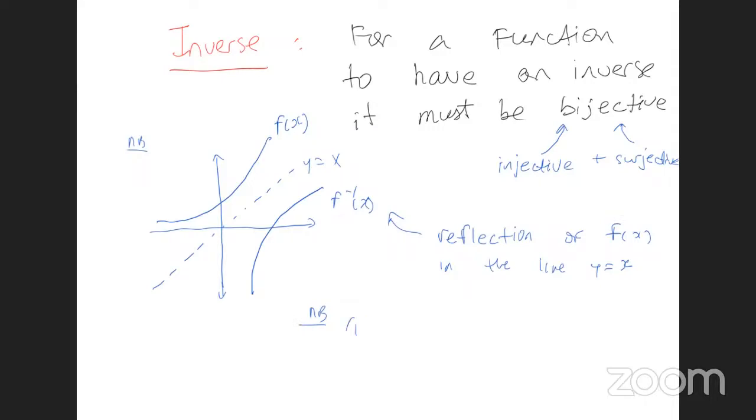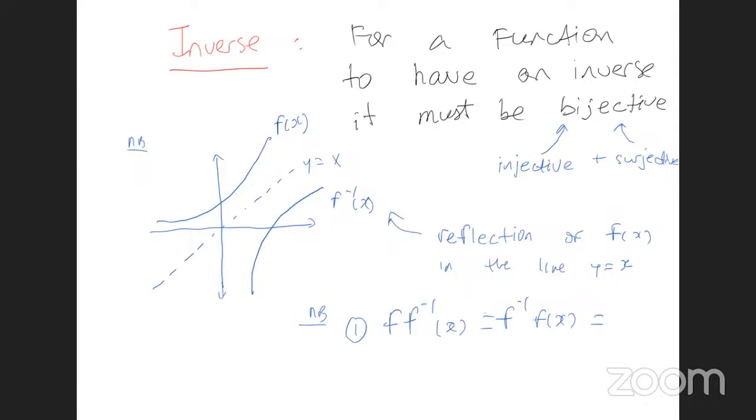All right. Anybody remember this? What is f of f inverse x? Or what is f inverse of f of x? What's the general answer?